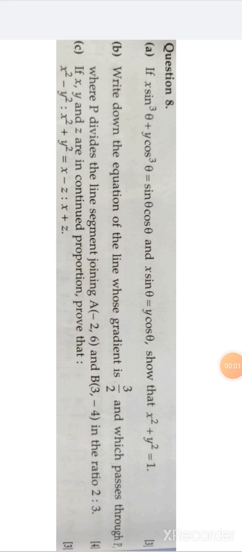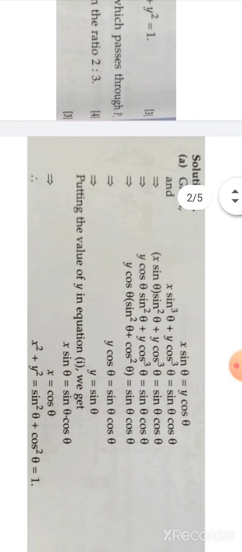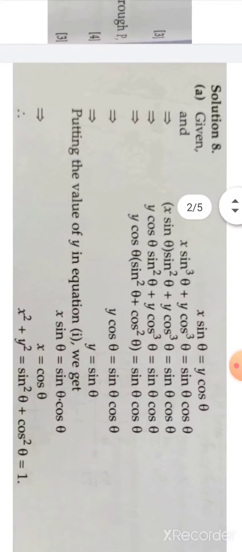Question number 8. A part is if x sin cube theta plus y cos cube theta is equal to sin theta cos theta and x sin theta is equal to y cos theta, show that x square plus y square is equal to 1. So let us see the solution of this question.